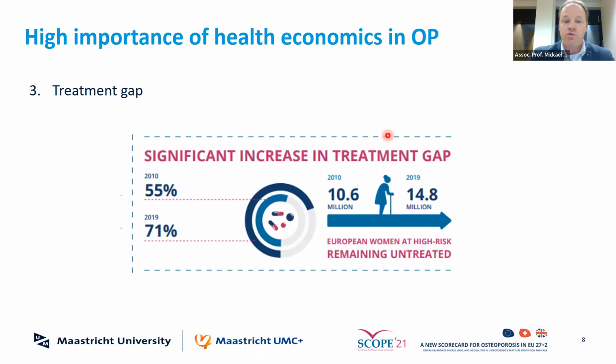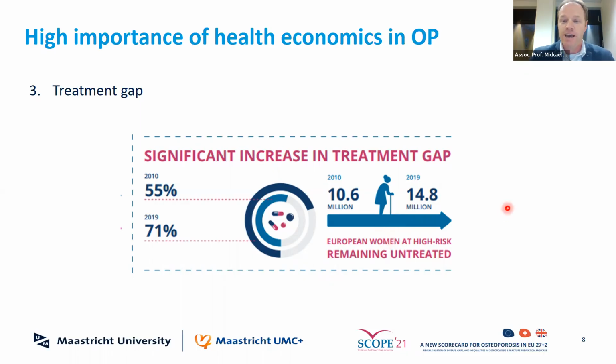Furthermore, we have a huge treatment gap in osteoporosis, and the treatment gap is defined as the difference between the persons that are eligible for treatment and the patients that effectively receive a treatment. The treatment gap was estimated in 2000 at 55%, and in the SCOPE 21 project at 71%, meaning that about 50 million European women at high risk remain untreated.